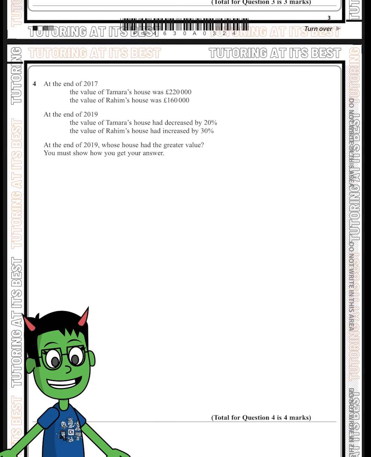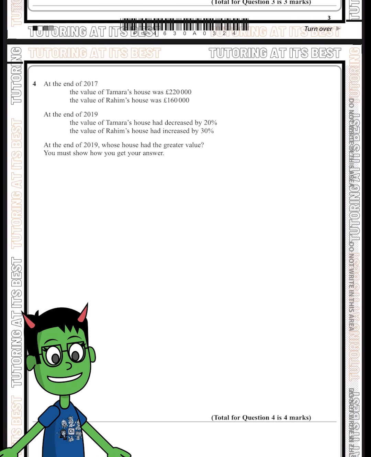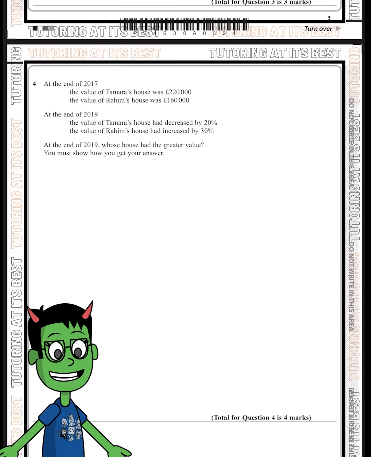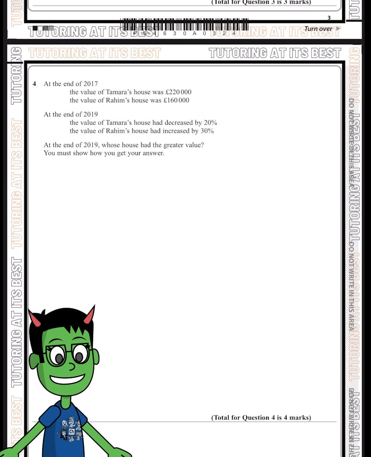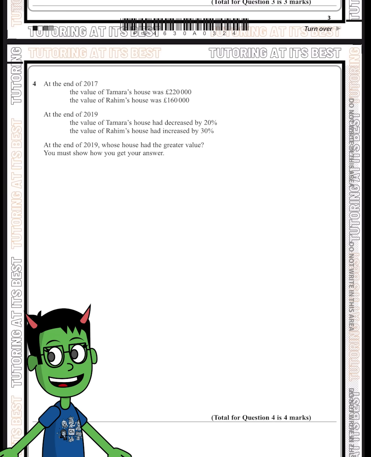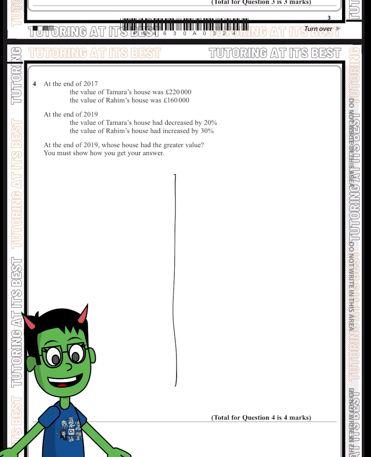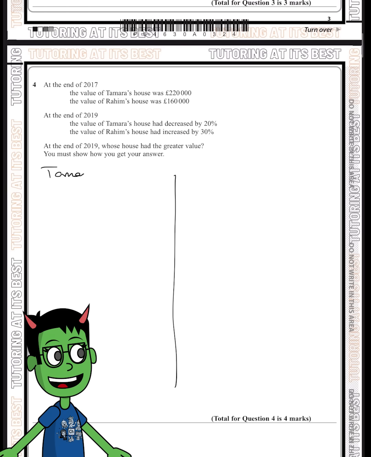Okay, question 4. Right, so this question is all about comparing. We've been given two values of homes, and by the end of 2019, there's been a decrease and an increase. So the question is, whose house had a greater value? Well, let's split the page and let's go for Tomorrow on one end and let's go for Raheem on the other end. Now, we know Tomorrow's house started at 220,000 and Raheem's started at 160,000.